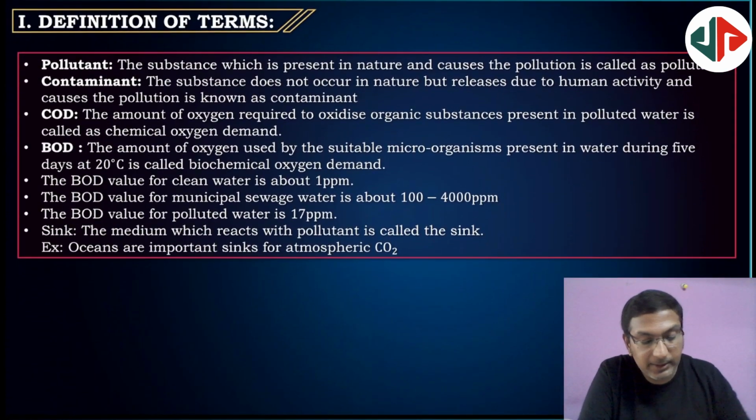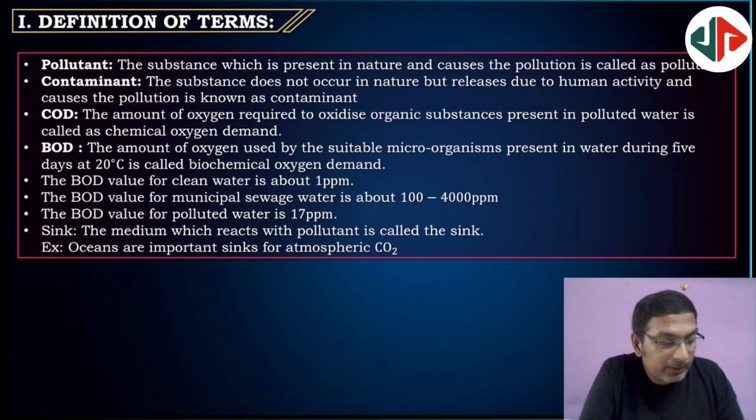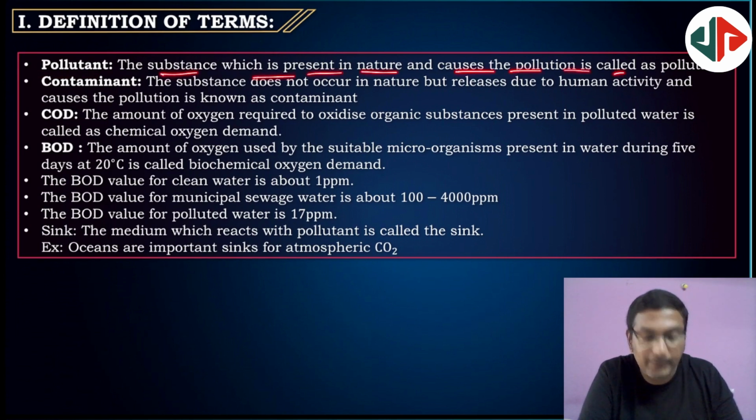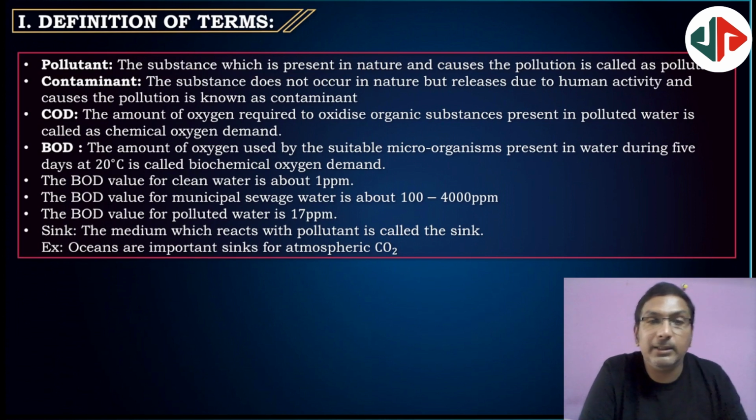So the definition terms. First, pollutant: the substance which is present in nature, already present in the atmosphere, and which causes pollution. Contaminant: the substance which does not occur in nature but is released due to human activity and causes pollution. So that is the difference between pollutant and contaminant.